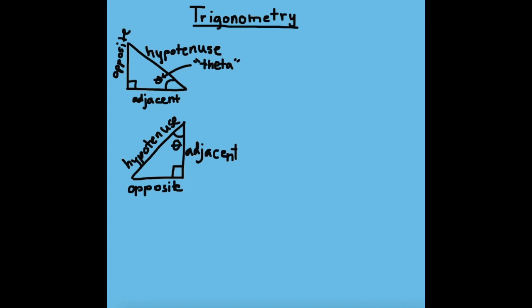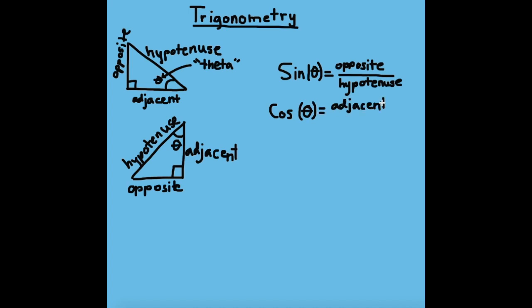Now, we are going to learn about three main trigonometric functions. These are sine, cosine, and tangent. And sine theta is equal to opposite over hypotenuse. Cosine theta is equal to adjacent over hypotenuse. And tangent theta, which we can write as tan theta, equals opposite over adjacent. And in this video, we are going to use these trigonometric functions to solve for the sides and angle of a right triangle. If you are a bit confused right now, let's do some practice problems.